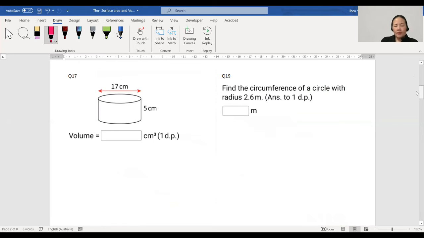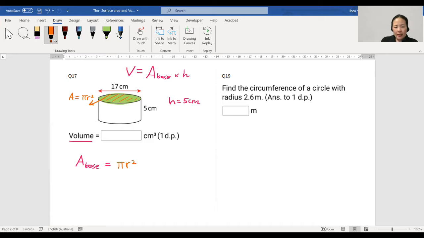Question 17. This is a cylinder, and we are looking for a volume. Hannah, what was the formula for volume? A base times height. Correct. So A as the area of base times by height. What is my height here? 5 centimeters. Good girl. Now, all I have to do is find the base area. Emily, what shape is my base? Circle. Excellent. Do you remember the area of a circle? Pi times r squared.